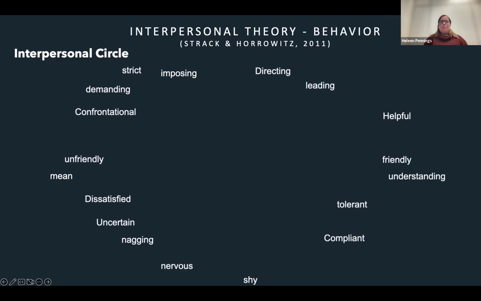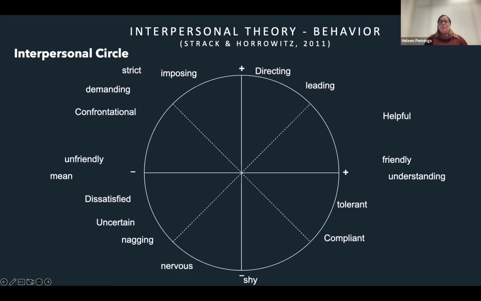Where in the circle these words lie depends on two dimensions called agency and communion. Agency is dominance versus submission, and communion is friendliness versus hostility. People always show both at the same time. Someone who is leading shows both communion and agency.